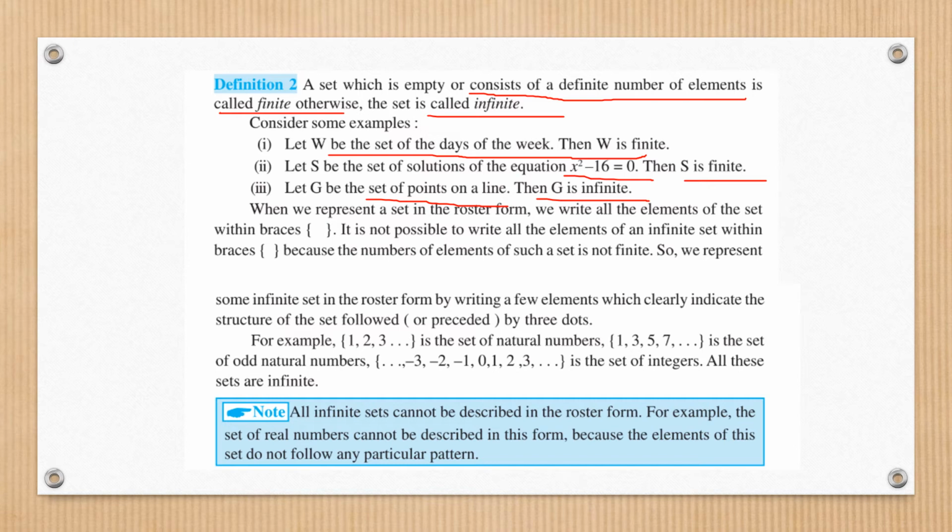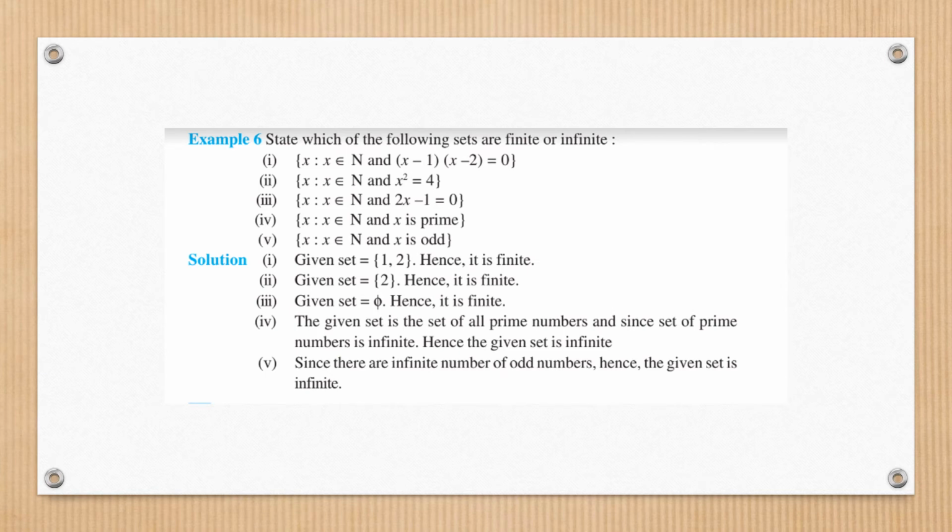Okay, so we write all the elements of the set within the brackets. And it is not possible to write all the elements of an infinite set. So how do we write? We write like this. For example, 1, 2, 3, and so on. So this 'and so on' means we are writing the set of all natural numbers. This is the set of odd natural numbers, and this is the set of integers. So 'and so on' is used when we are not able to write all the elements. All infinite sets cannot be described in roster form. For example, the set of real numbers cannot be described in this form because the elements of this set do not follow any particular pattern. Now you can see, like, x such that x belongs to N and (x minus 1)(x minus 2) is 0.